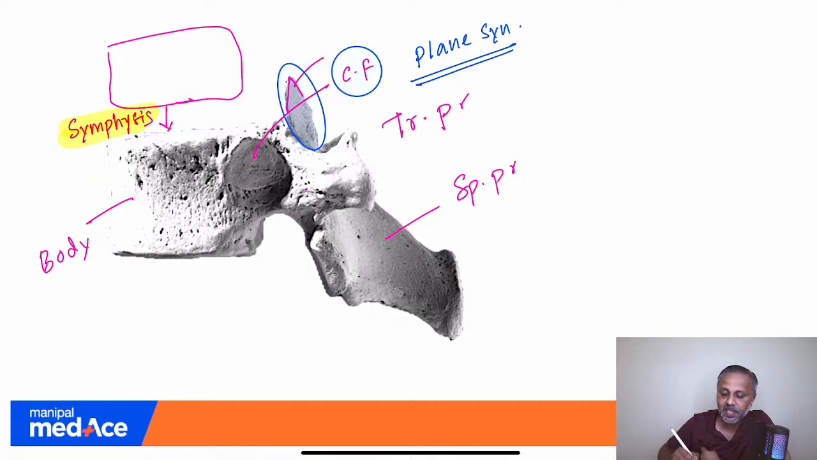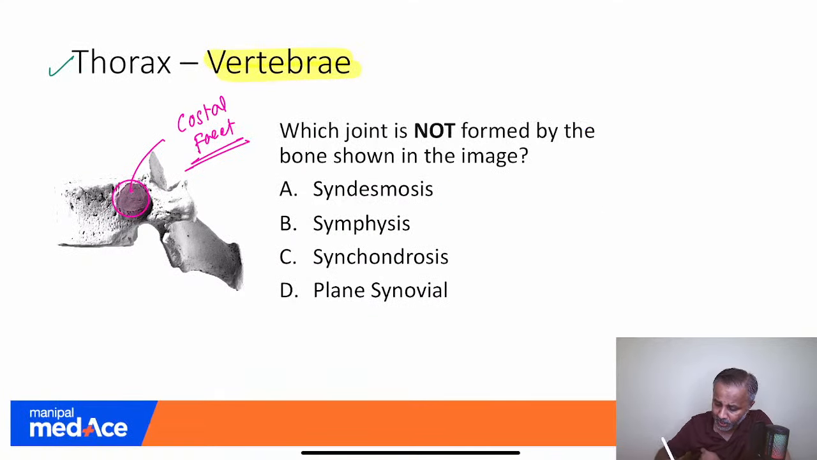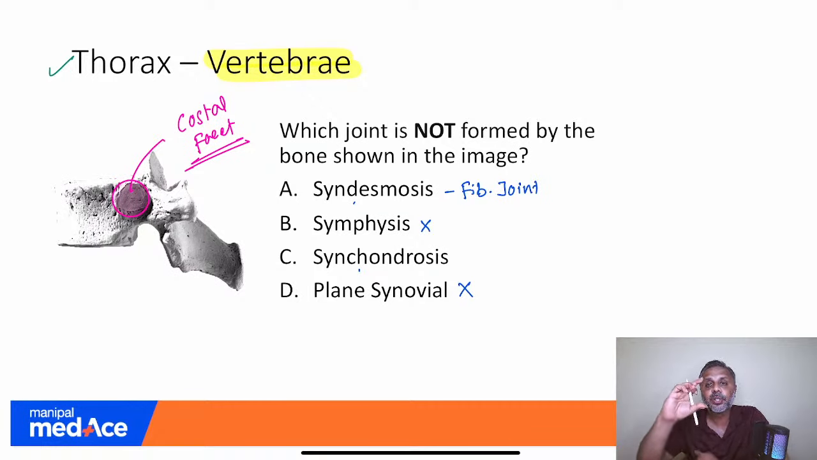So plain synovial joints are also formed by the vertebra where they articulate with the ribs, either at the body or at the transverse process, and of course the articulation between the articular processes. Then what was in the other options? Symphysis is ruled out, plain synovial is ruled out, and then we have syndesmosis and synchondrosis. What do you mean by syndesmosis? Remember, syndesmosis is a fibrous joint, where two bones are articulated with the help of a ligament or membrane.